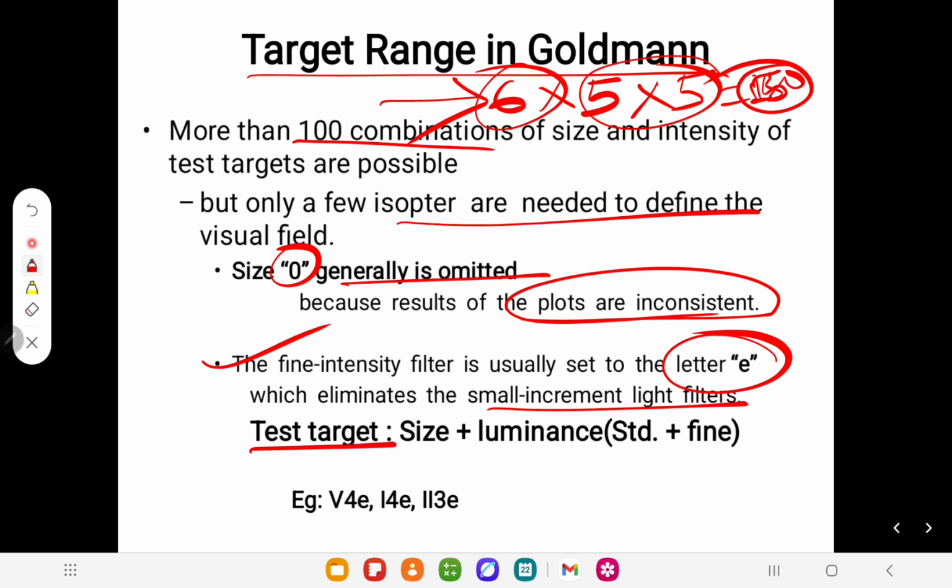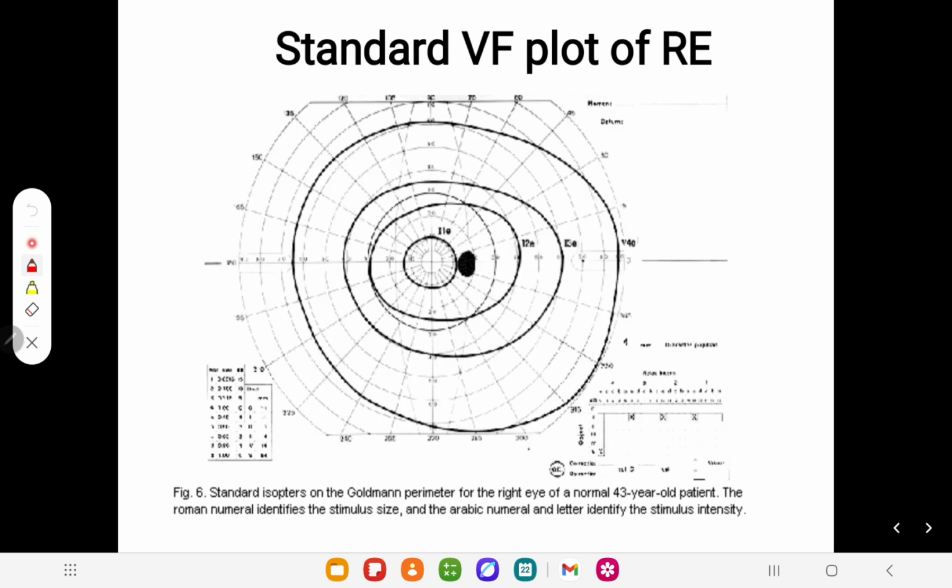So we usually do target size first, this V, illuminance first the number, and finally the small fine letters A, B, C, D. It's always there. Okay. So, the standard visual field plot for the right eye. For the right eye, definitely you will see a visual field defect on the right side, and there are usually 3 isopters we plot.